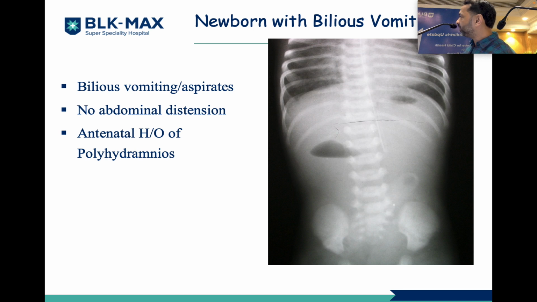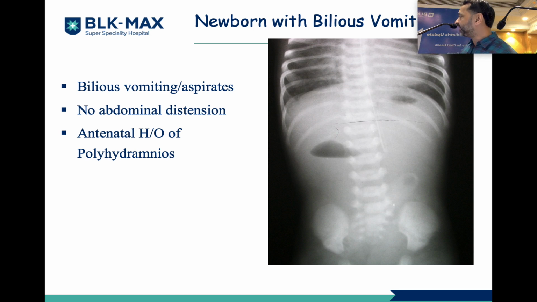Now, this is a newborn. He is born with bilious vomiting, bilious aspirates, and if you see, there is not much abdominal distension, almost a gasless abdomen except for two small air fluid levels. So this is something which is very classical, called a double bubble sign.